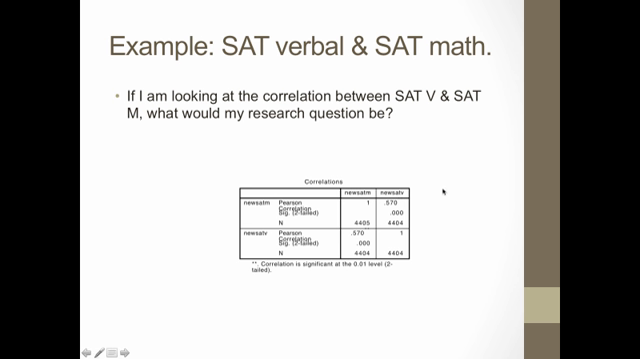What this table tells us is, if you look right in here, the correlation that was calculated is 0.570. That tells us there is a moderate positive relationship between SAT verbal and SAT math. If somebody gets a high score on verbal, they'll likely get a high score in math, and vice versa. If they get a low score on verbal, they'll get a low score in math.